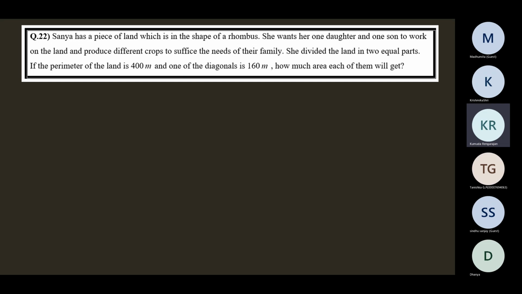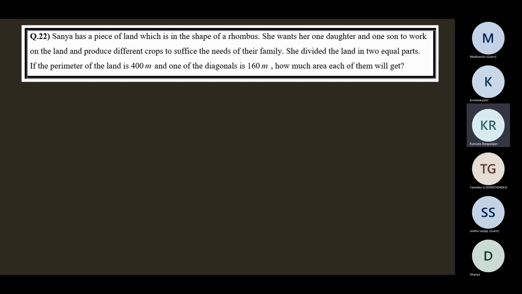Tanya has a piece of land which is the shape of a rhombus. She wants her one daughter and one son to work on the land and produce different crops to suffice the needs of their family. She divided the land into two equal parts. If the perimeter of the land is 400 meters and one of the diagonals is 160 meters, how much area each of them will get?